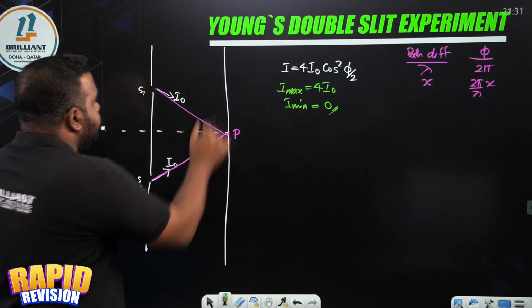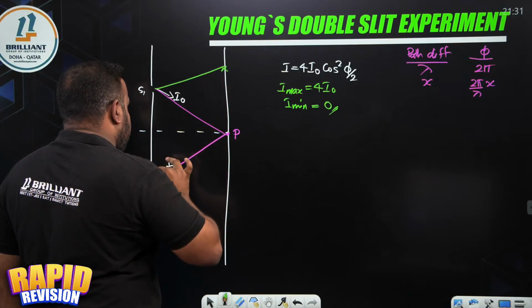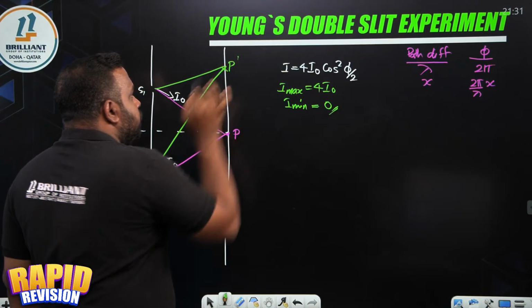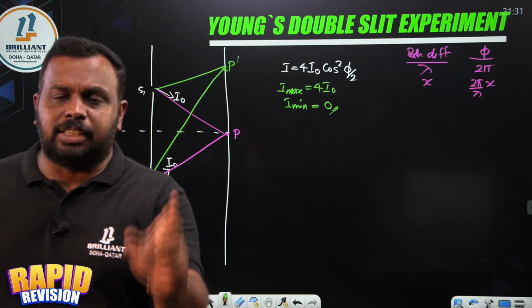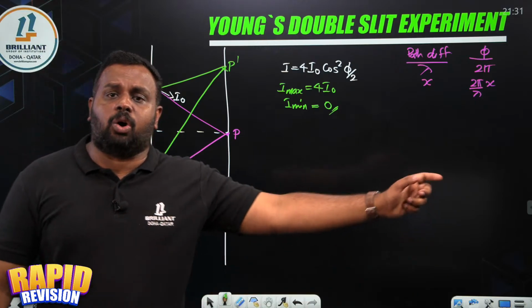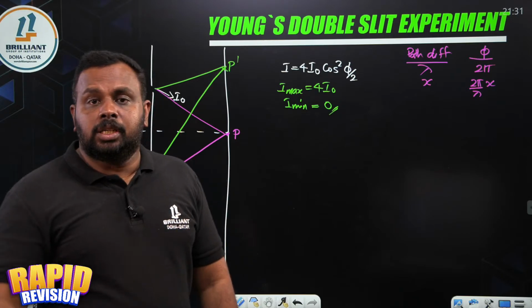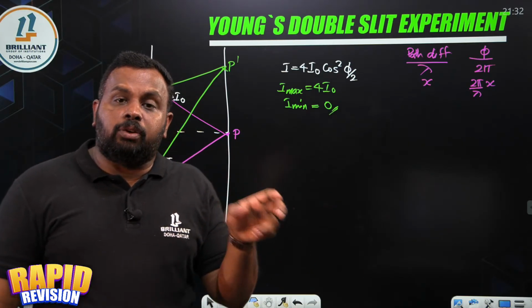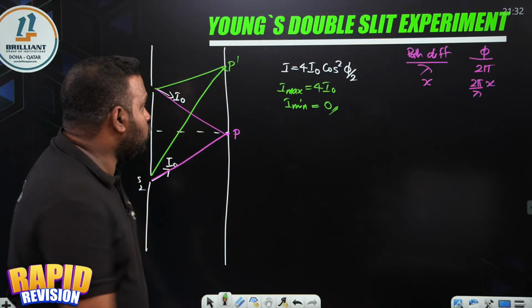Okay, yes. Now, if you are taking some other point, look at this point. If you are taking that point as P dash, surely from the diagram you can see that the distances are not equal. Distances are not equal means there is a path difference. If there is a path difference, surely there will be a phase difference. Then how can you find whether that point will be bright or dark? That's another important idea you should have.